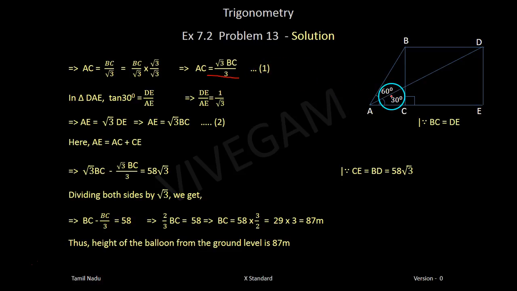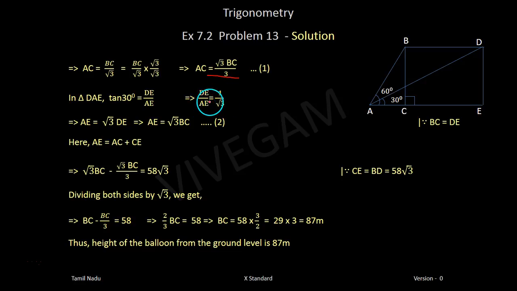Now, come to triangle DAE. Tan 30 is opposite DE divided by adjacent, that is AE, right? Tan 30 is DE by AE. So DE by AE equal to tan 30. What is tan 30? That is 1 by root 3. Substituting that, you will get this.